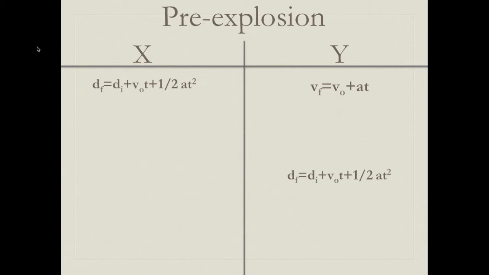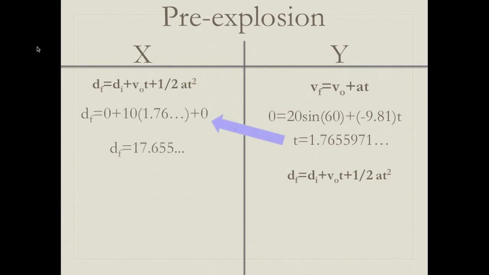Because we only know a few variables in the x direction, we're going to start in the y direction. As you can see here, I plugged in a v final of 0, a v0 of 20 sine 60, an acceleration of negative 9.8, and a time of t. Simplify for t. Leave the number in your calculator so that you still have all the decimal places and you won't lose your accuracy.